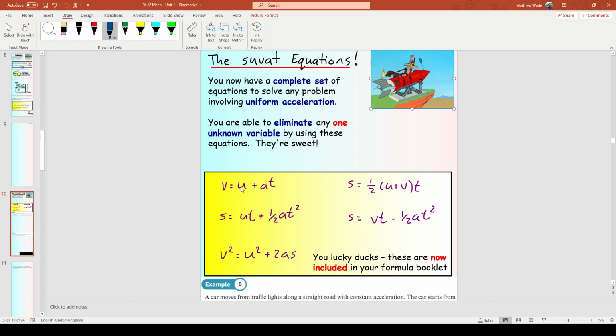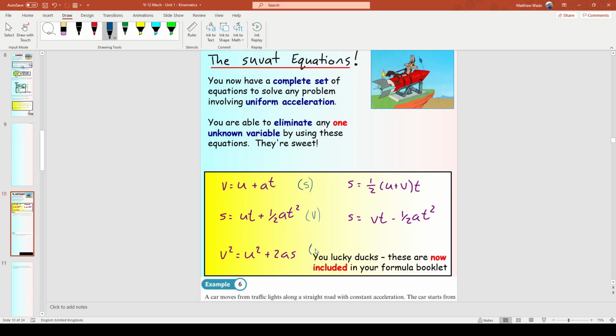See, this one says v equals u plus at. Which of the SUVAT letters does it not have in? Well, s. Put a little bracket and an s next to it. If you ever have to solve something and you don't know s and you don't want s, you use this one. What letter is this one missing? Well, v. I regret not putting them in SUVAT order now, but yeah, v is missing from this one.